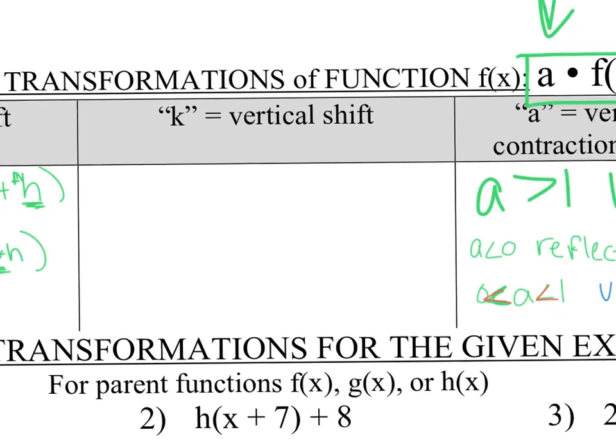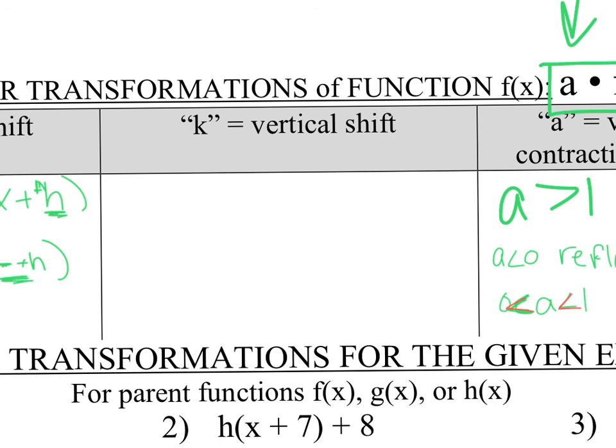The k value, the vertical shift, this one's not opposite of what you think. The k value is always outside the parentheses, and this means up or down. When you see a positive value, it's up, and when you see a negative value, it's down, straightforward.